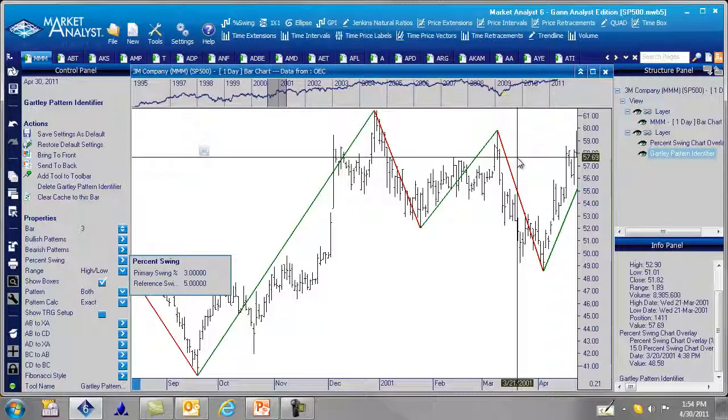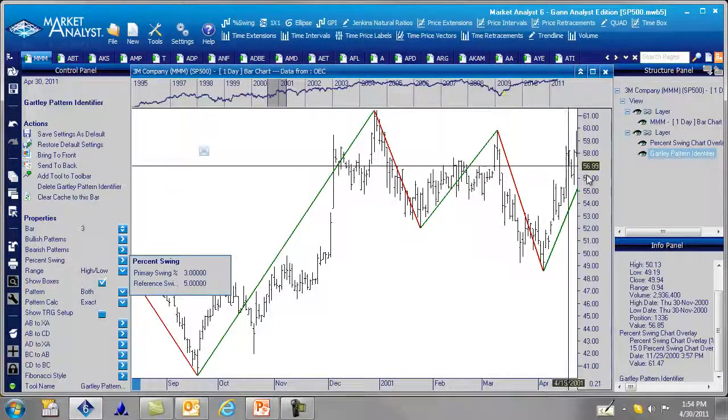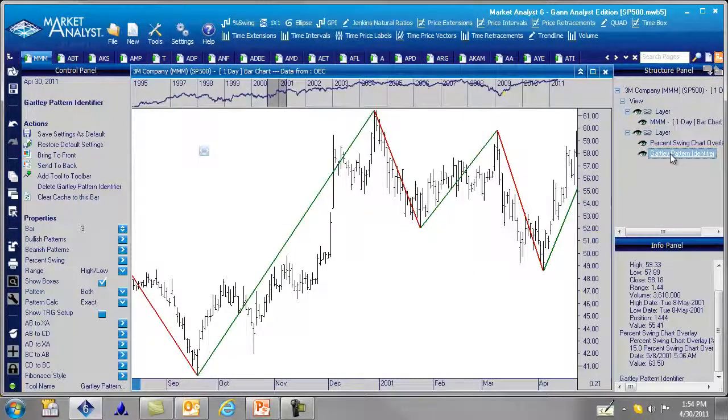So if you want to keep it real simple out of the gate, this is what I'd suggest to you. Simply copy what I'm doing here with equities, and this will be your starting point. Once you've applied the Gartley pattern identifier, just left click it over here in the structure panel, go over to the control panel, go under properties, make sure the bars are set to 3, and under percent swing, put reference at 5 and put primary at 3. And that's a good place to start.